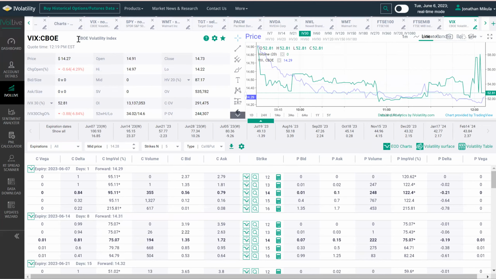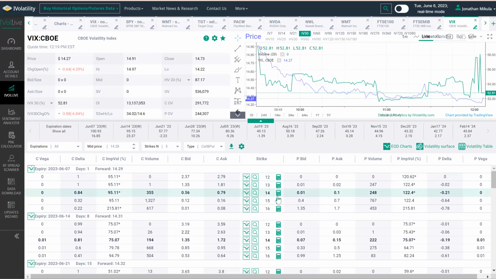Now, within the VIX, we won't really spend a lot of time on the left. The left is fundamentals. Charts live in 3 main places, I should say, on IVolLive. The first place the chart lives is over here on the right. And what this is good for is if you want to mark up the chart, if you want to add technical analysis, this is the place to do that.